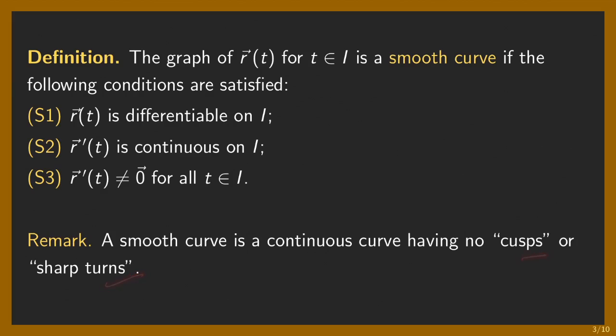So the intuition is that sharp turns are not allowed. An example of sharp turns is like in the picture, like this. This, for example, is also not allowed because you have a problematic point here. So these are not smooth curves.